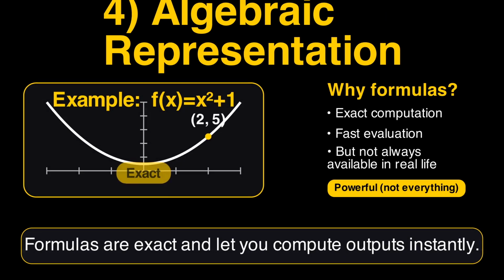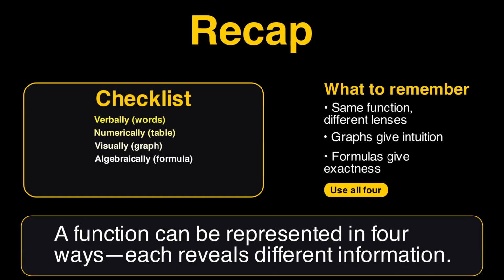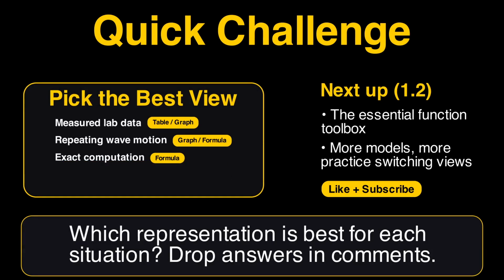Formulas are exact and let you compute outputs instantly. Real life goes from words to data to graph to, sometimes, a model formula. A function can be represented in 4 ways, each reveals different information. Which representation is best for each situation?